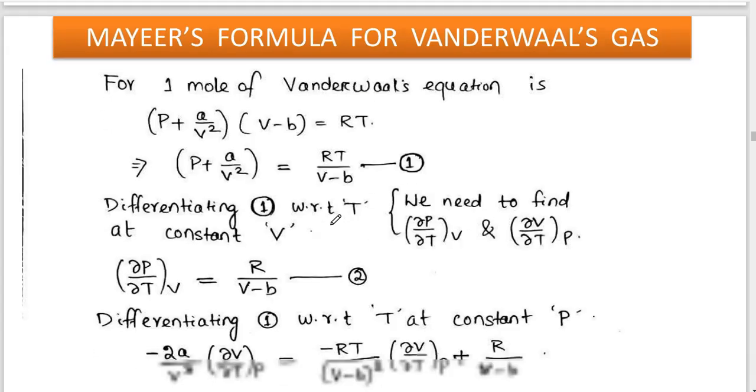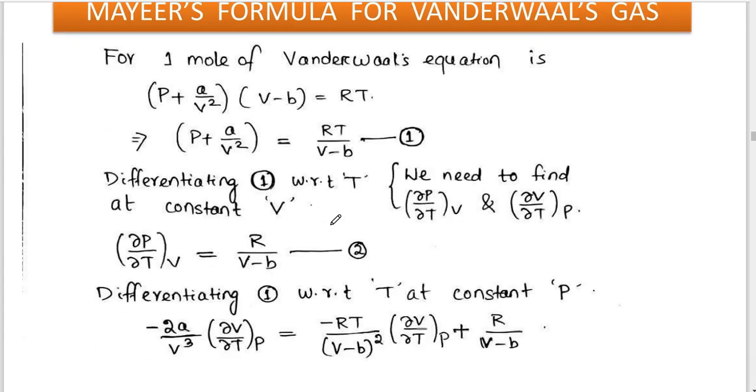This is quite lengthy. Okay, for 1 mole of gas, let's start. For 1 mole of gas, the van der Waals equation is (P plus a by V square) into (V minus b) equal to RT. Actually for n mole of gas, this is nRT and we take n is equal to 1 in this situation. What is P? P is the pressure. What is V? V is the volume. a is a constant and b is a constant. R is the gas constant. T is the temperature.